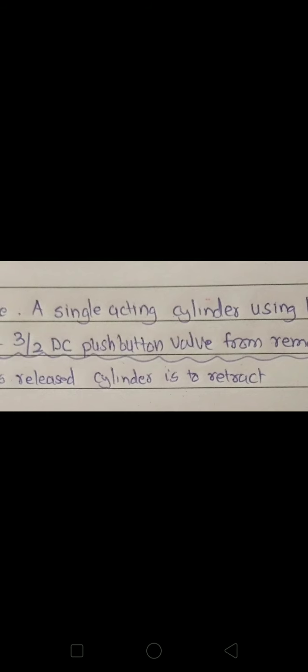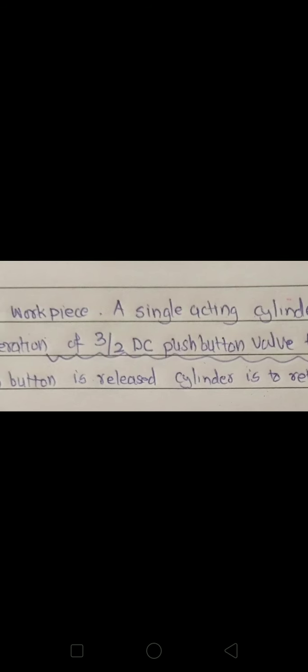So to clamp a workpiece, a single acting cylinder using a large piston diameter is used. Upon operation of a 3/2 DC push button valve from a remote position, the cylinder is to extend, and when the push button is released, the cylinder is to retract, and you have to develop a circuit for this.